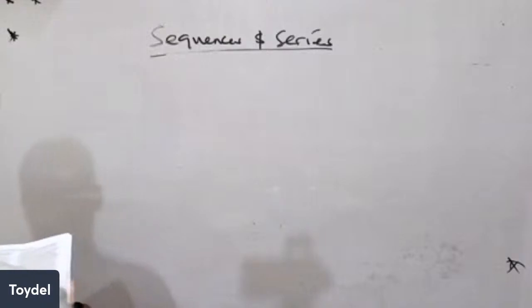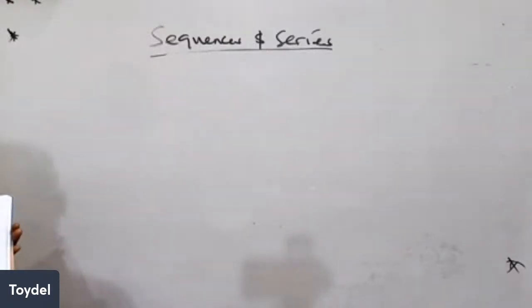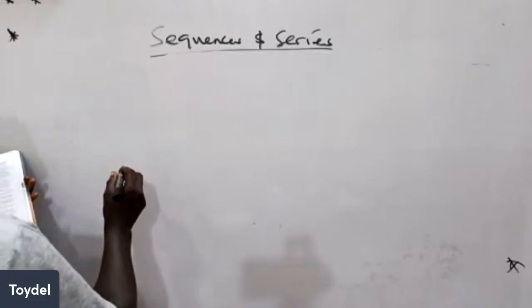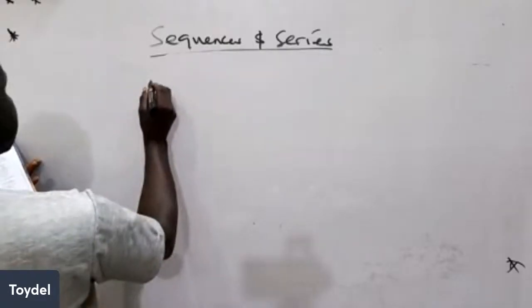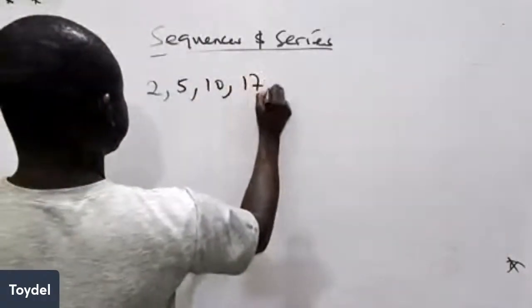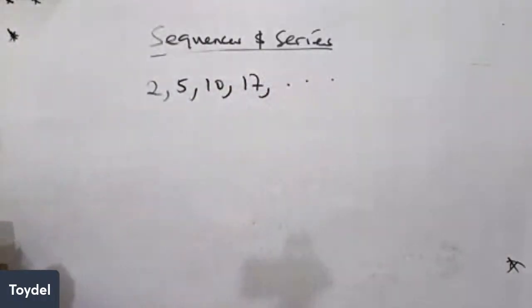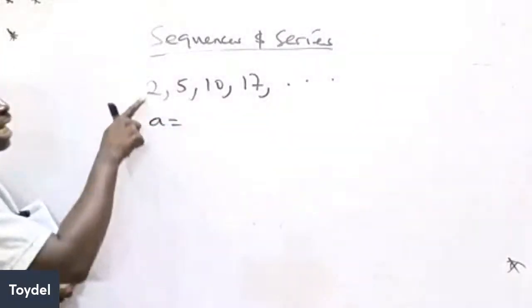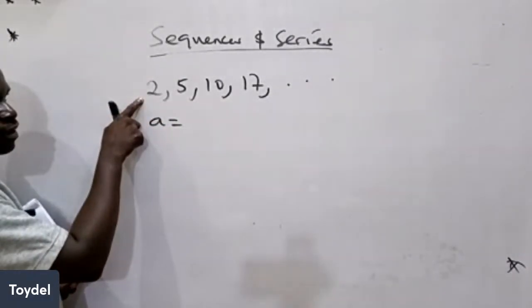Alright, let's take an example. This is 2015 question 5, where we have to find the seventh term of this sequence: 2, 5, 10, 17, dot, dot, dot. The question says we should find the seventh term. Of course, the first term is denoted as A.